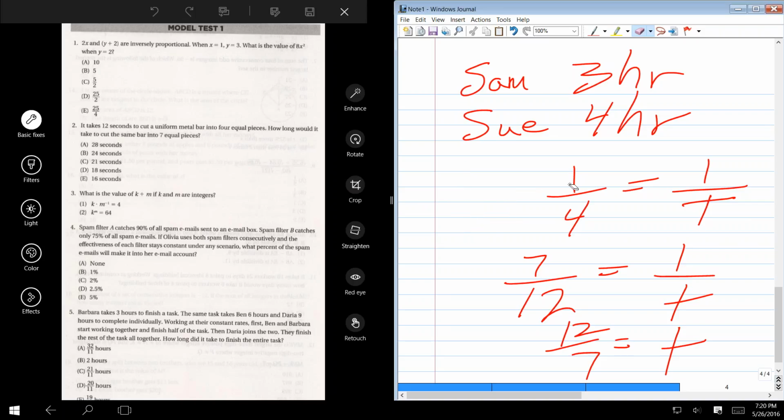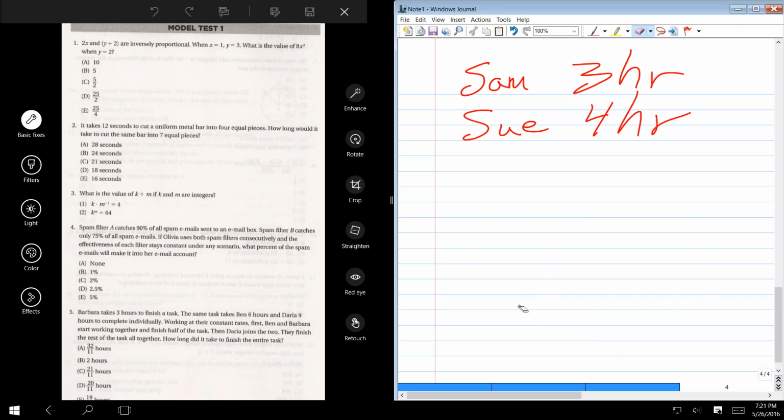Let me show you the way I do them and see if it helps, particularly on a problem like this, because this problem gets a little complicated to use that formula. The way I look at these work problems is I always take it down to what part of the job they can do on a unit time basis. If Sam can do the house in 3 hours, then he can do 1/3 of the house per hour. And if Sue can do the house in 4 hours, she can do 1/4 of the house per hour.